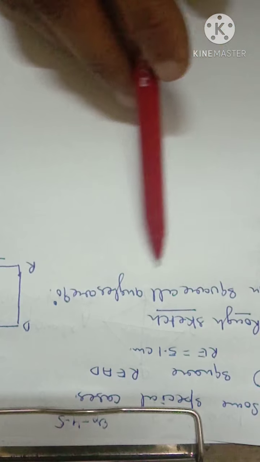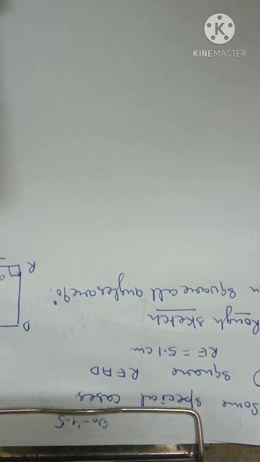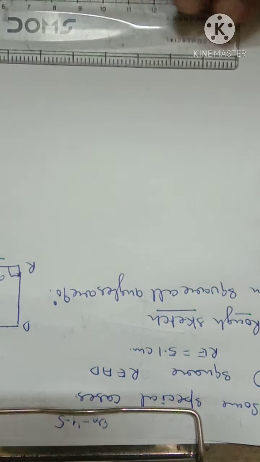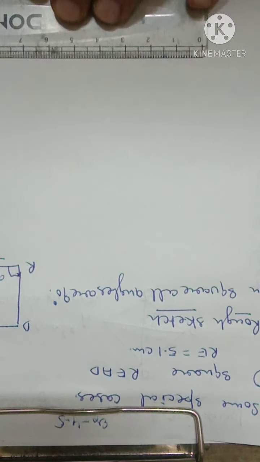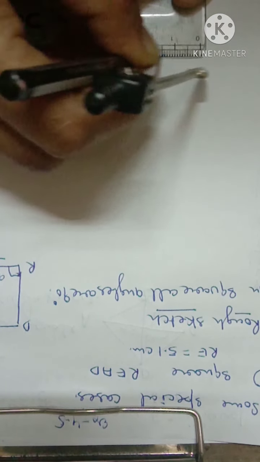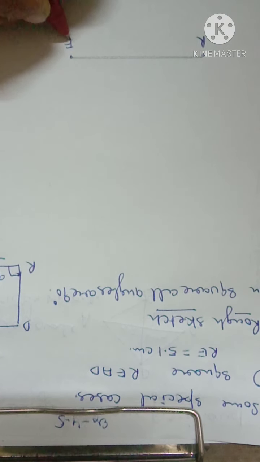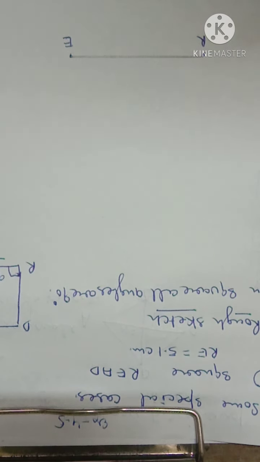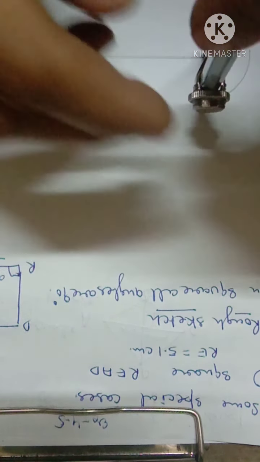Clear? In a square, we know that all the angles are 90 degrees. So how will we draw it? We will draw it this way. First, we will take 5.1 centimeter as a base. Then I will name it RE. After this, I am going to plot a 90-degree angle at point R and at point E.